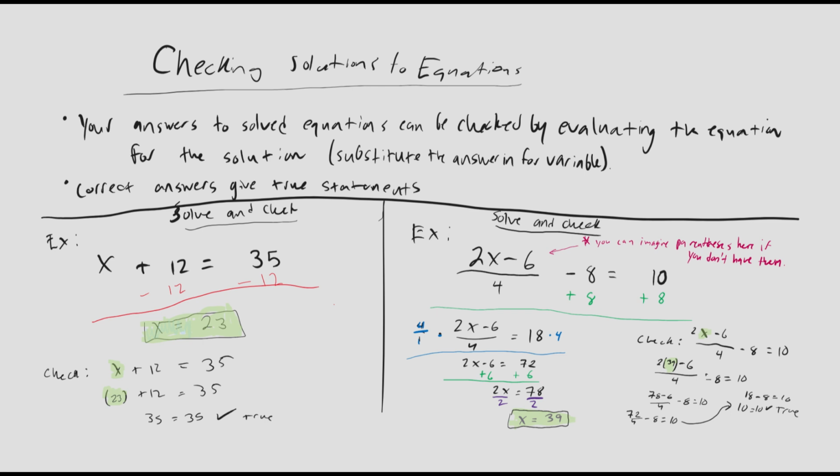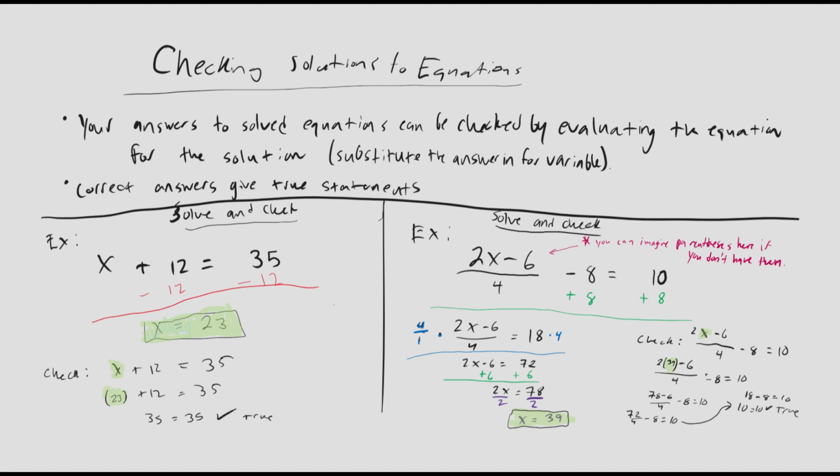So in each of these situations, you're going to get examples of how once I've solved an equation, I can use the process of substitution to evaluate the equation for the answer I got to make sure it's right. If it presents a true statement, you end up with a correct answer. If it ends up in a false statement, you made a mistake somewhere and you're going to have to go back and double check it. So here's how this would work.